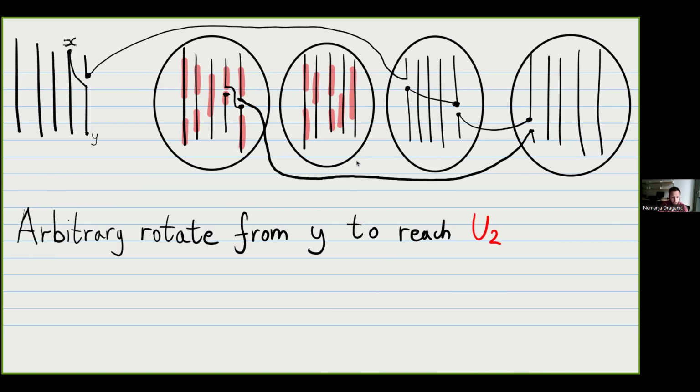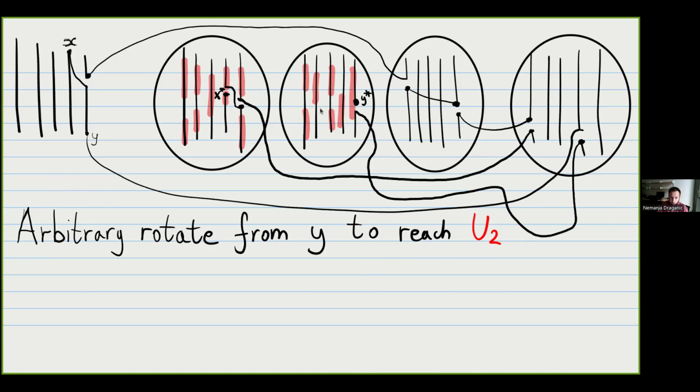Okay, the same I can do for Y. So I can arbitrarily rotate from Y to reach this set U2. I do arbitrary rotations just not to clutter the picture. Maybe I go to the 4th set and then immediately to the 2nd one. So I reach this endpoint X star and this endpoint Y star.